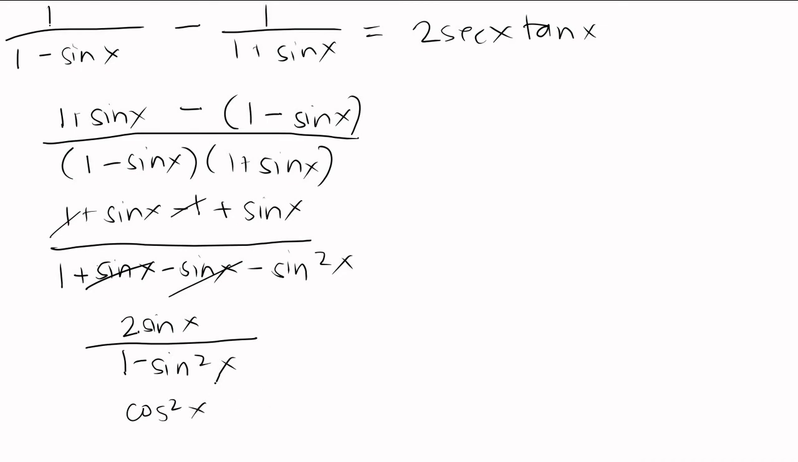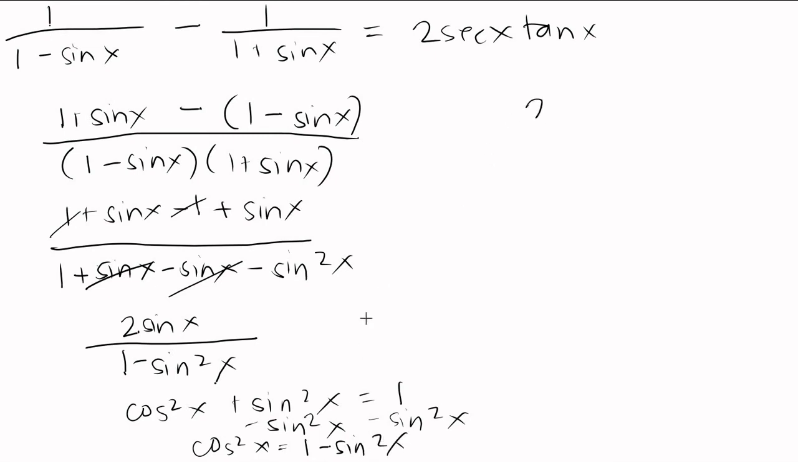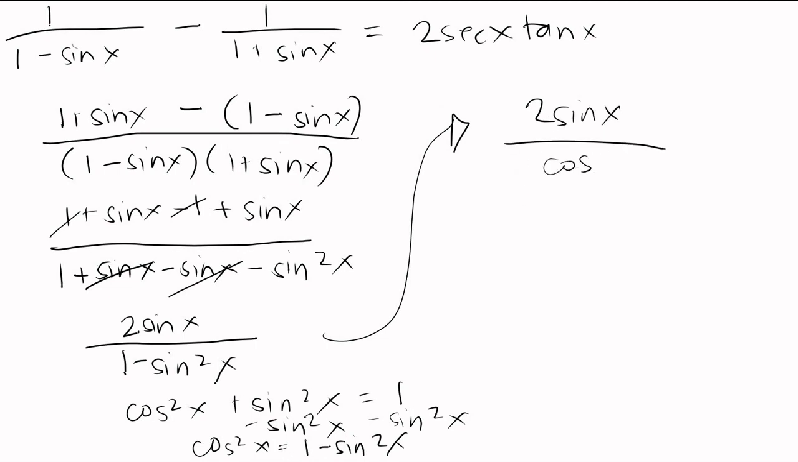Now, using the Pythagorean identity cosine squared x plus sine squared x equal to 1, subtracting sine squared x from both sides of the equation, we get that cosine squared x is equal to 1 minus sine squared x. So that means that we can replace 1 minus sine squared x in our denominator. That leaves us with 2 sine x all over cosine squared x. If we factor cosine squared x in the denominator, we will get sine x over cosine x and then 1 over cosine x.